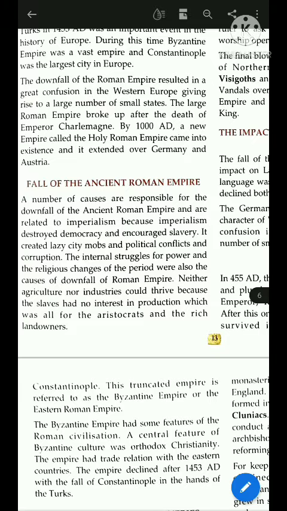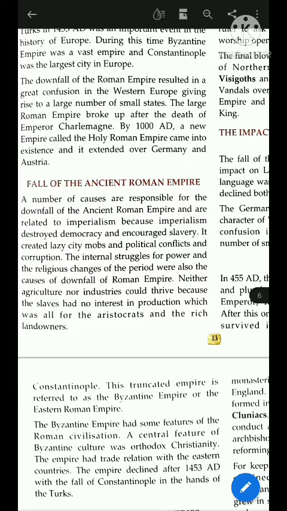It created lazy city mobs and political conflicts and corruption. And because of imperialism, people did not take any interest in the growth of the empire. Political conflicts also occurred there, and vast corruption was there.